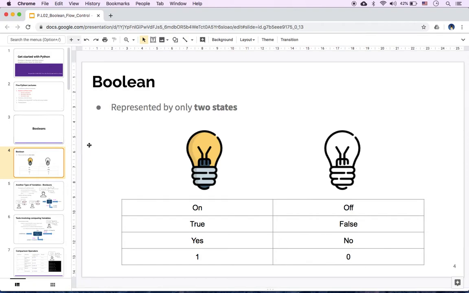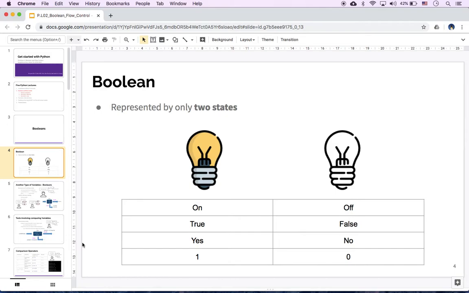So what is Boolean? Actually, it's a variable type with only two states. One state is on and then the other state is off. So it's normal that a computer can represent these two states because it represents the electricity on and off. So on can be viewed as true or yes or 1, and then off can be viewed as false, no, and 0.